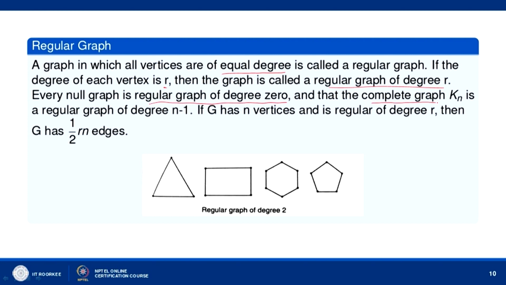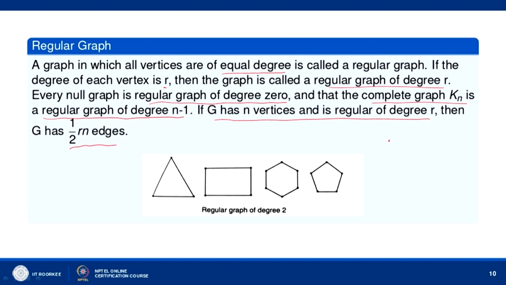The complete graph Kn is a regular graph of degree n minus 1, because in the case of a complete graph, every vertex is joined to every other vertex. So, every vertex has degree n minus 1. So, every complete graph is a regular graph, complete graph Kn is a regular graph of degree n minus 1. Now, if G has n vertices and is regular of degree r, then the number of edges will be r n by 2.